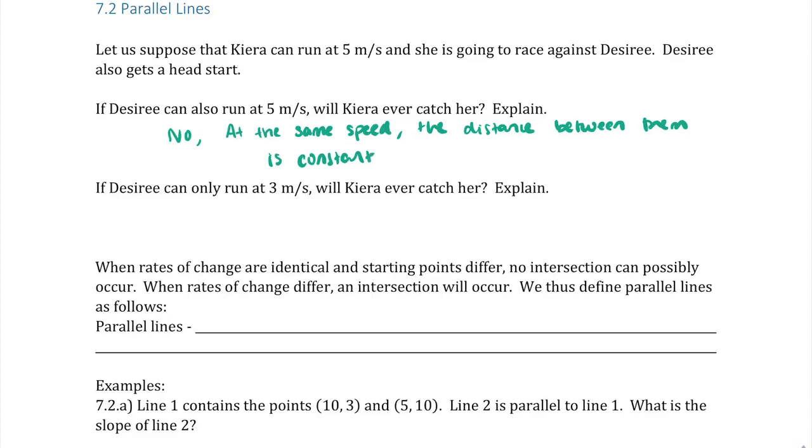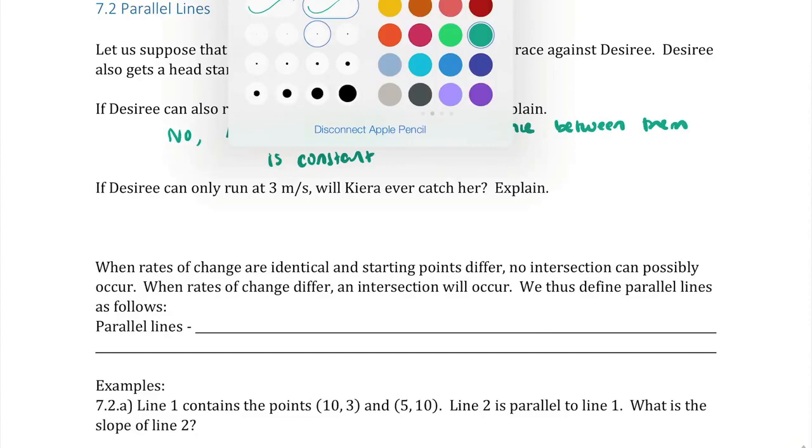Okay, so how about if Desiree can only run at 3 meters per second? Will Kira ever catch her in that case? Then, yes. The distance between them will shrink until they meet. So the answer is yes.